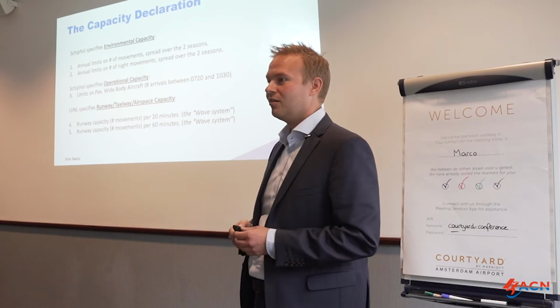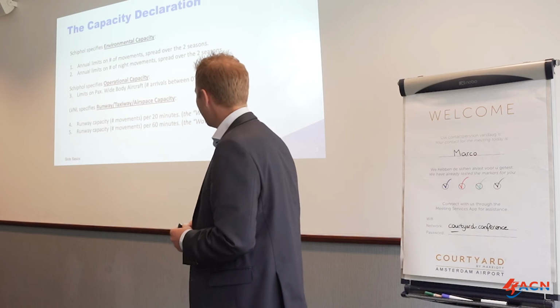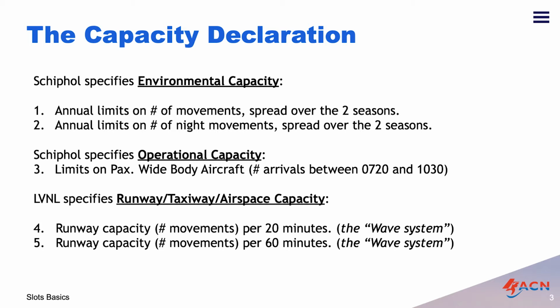So what is in our document? What is in our capacity declaration? There are actually 5 types of capacities that we currently declare. The first one listed here is actually the most important one. It's the annual limit that we have. So we have a legal limitation regarding the number of movements that we are allowed to facilitate every operational year. And we have divided those into the 2 seasons.